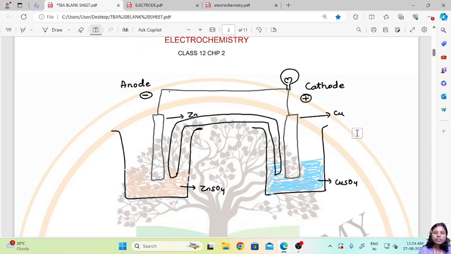Previously we talked about how zinc, being the rich one, will donate its electrons, and these electrons will flow here. So the electron flow will occur in this direction and the current flow occurs in the opposite direction. The electrons get over here, and from here the Cu2+ which is present begins to pick them up and forms Cu with zero oxidation state on this cathode.